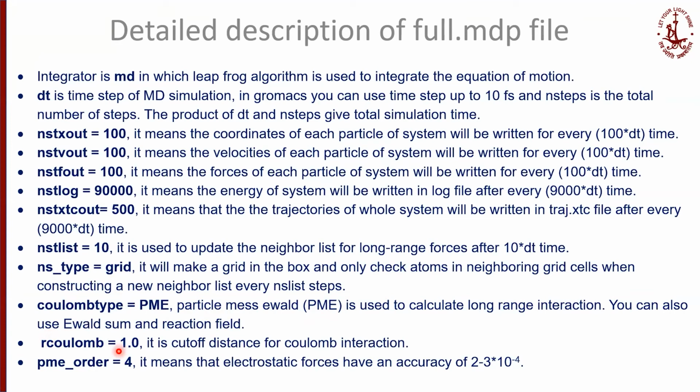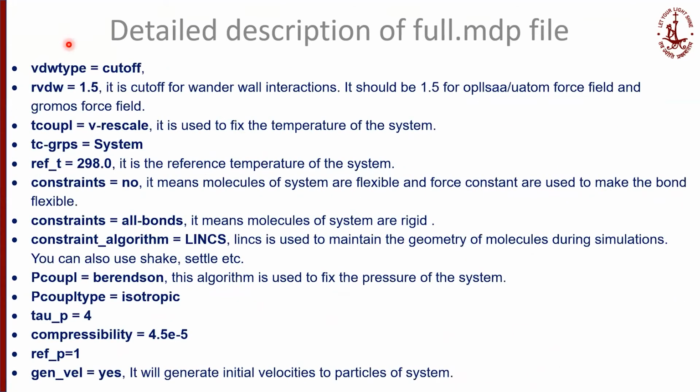Then R Coulomb is 1. This is a cutoff distance for Coulombic interaction. Again, the cutoff will depend on your system size or box length that you take. PME order is 4. That means electrostatic force have an accuracy of this range. Then you have van der Waals type. Again, you will have to have what is the cutoff distance you are keeping for van der Waals interaction.